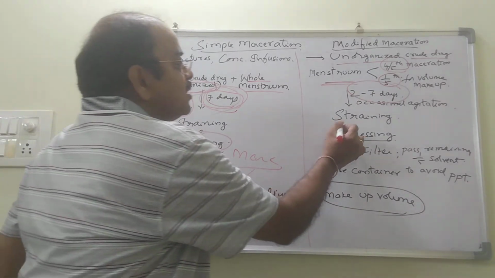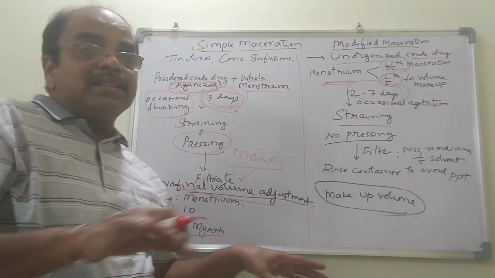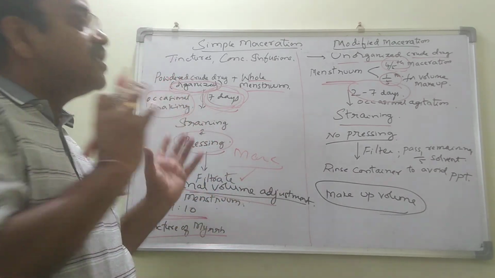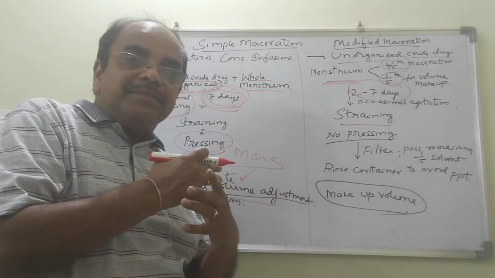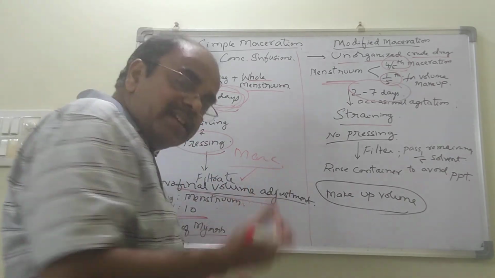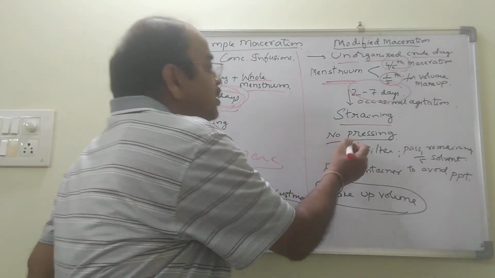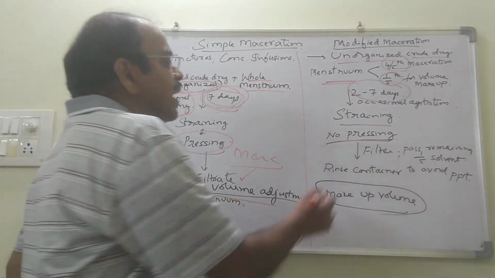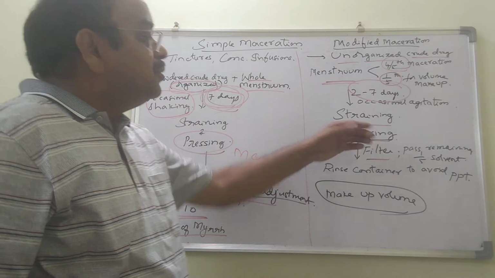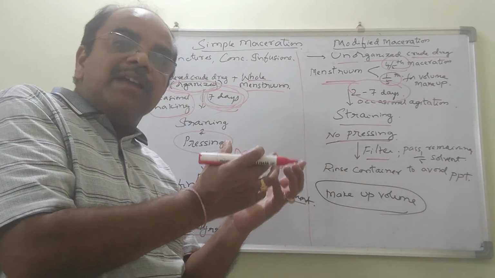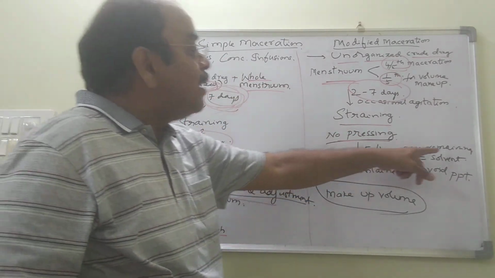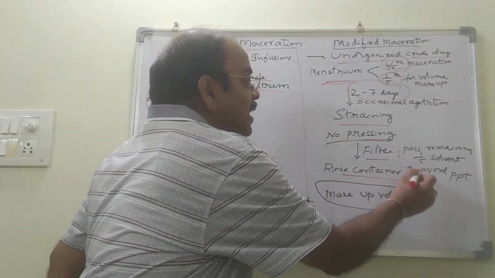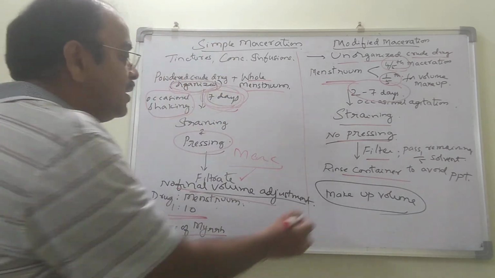Right? Next, proceed for the straining, and no pressing here, because it is not an organized cell. So solvent cannot be retained inside. So even if you strain, nothing will come out. So straining, but no pressing at all. And proceed for the filtration, and through the filter paper or filter media, you pass the remaining 1/5 of the solvent to make up the volume. Here, make up the volume is required.